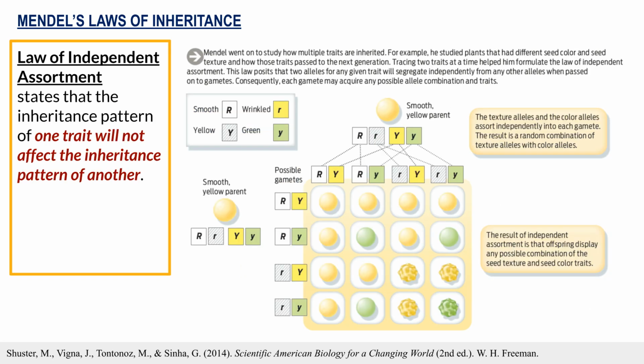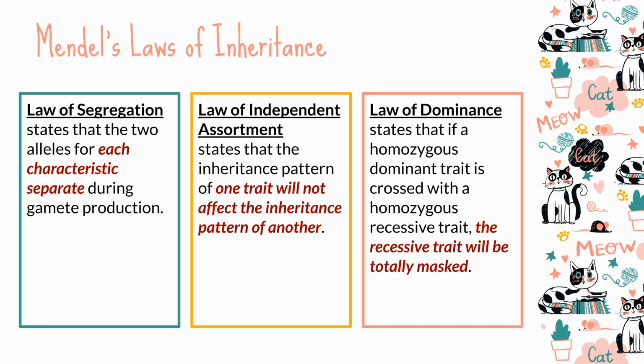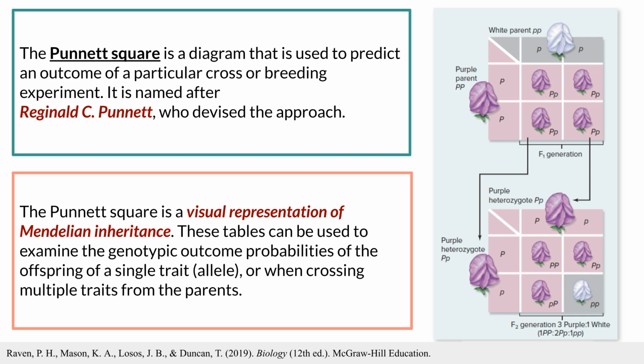The law of independent assortment states that the inheritance of one trait does not affect the inheritance of another trait, as long as the genes are not located close together on the same chromosome. The law of dominance states that in a heterozygous individual exhibiting complete dominance, the dominant allele is expressed while the recessive allele is masked. This pattern of inheritance is commonly illustrated using a Punnett square, which shows how dominant and recessive alleles combine in offspring. The Punnett square is a diagram used to predict the possible genetic outcomes of a cross between two organisms. It is widely used to visualize Mendelian inheritance.